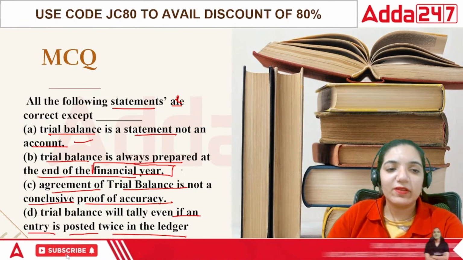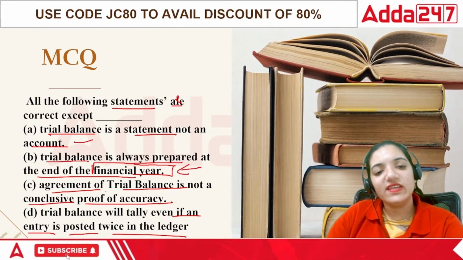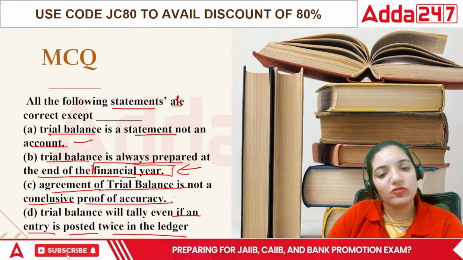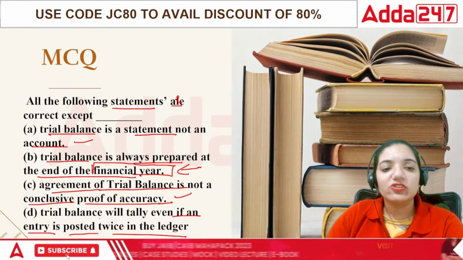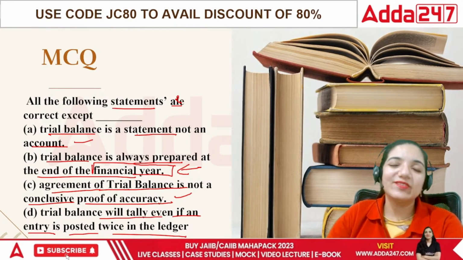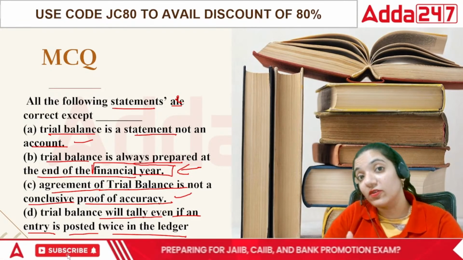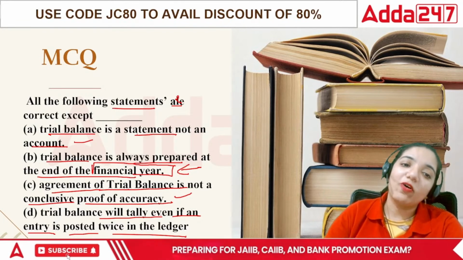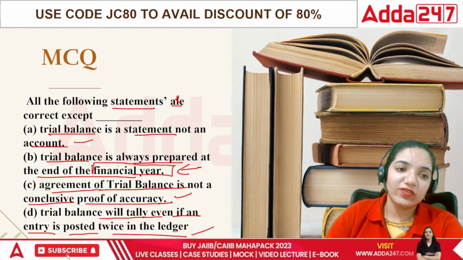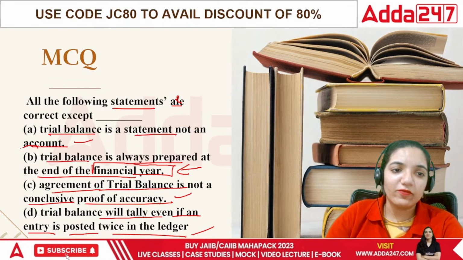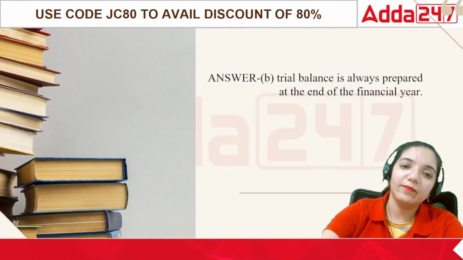So in this case, I'll go with B, because in C, agreement of trial balance is not a conclusive proof. That is correct. Then trial balance will tally, because once you put the journal entry twice, it will still match, though it's wrong. But when things are recorded properly, it will also match. So in this case, there is only one point which is wrong. That is B.